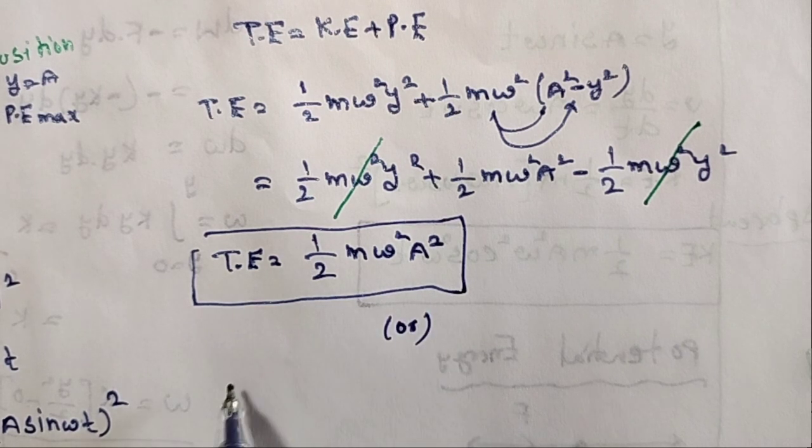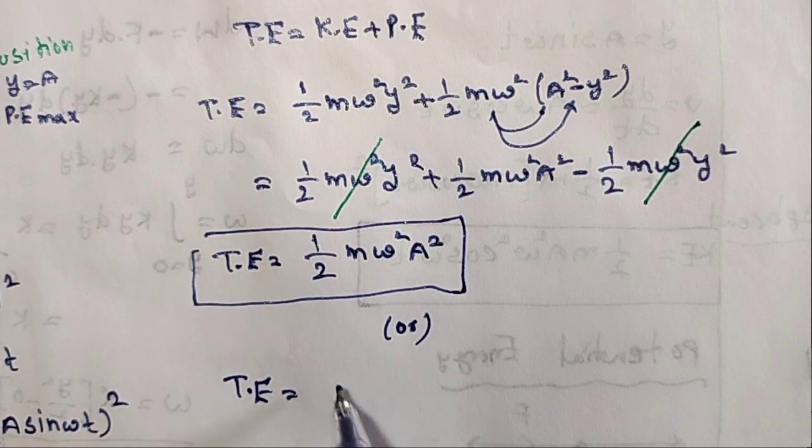Or what is another way? The total energy is equal to potential energy plus kinetic energy.